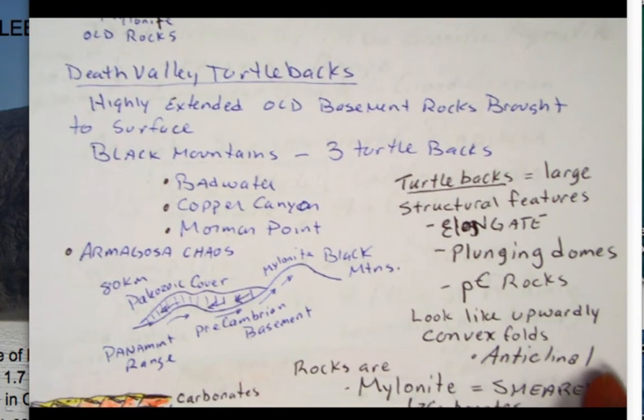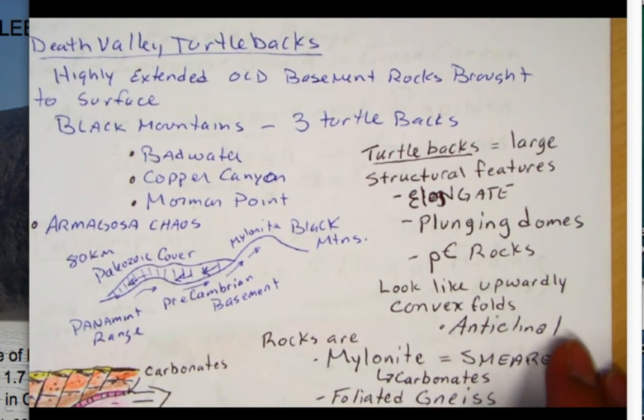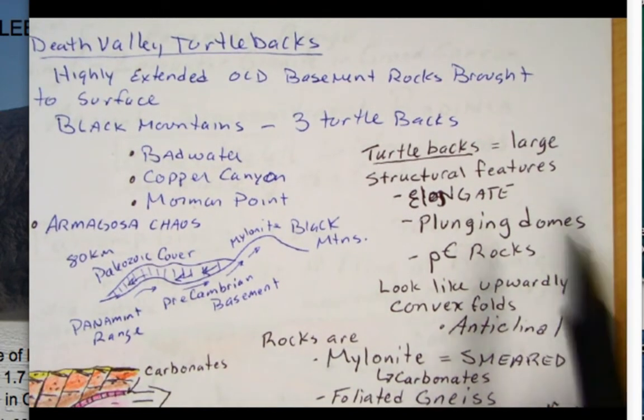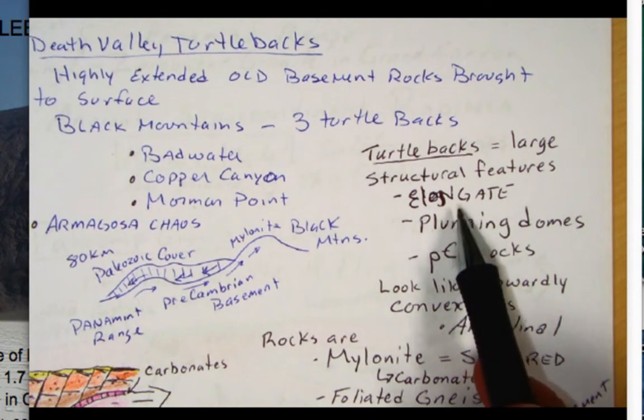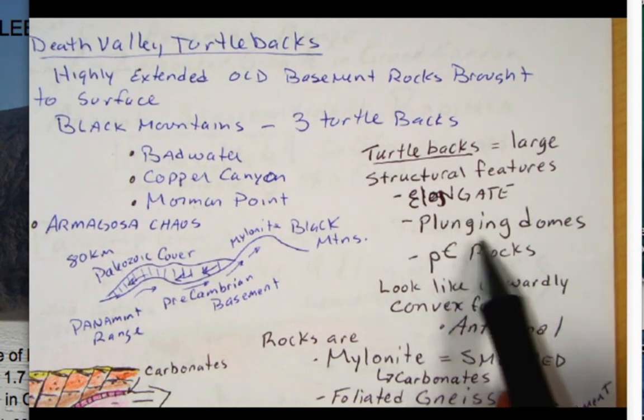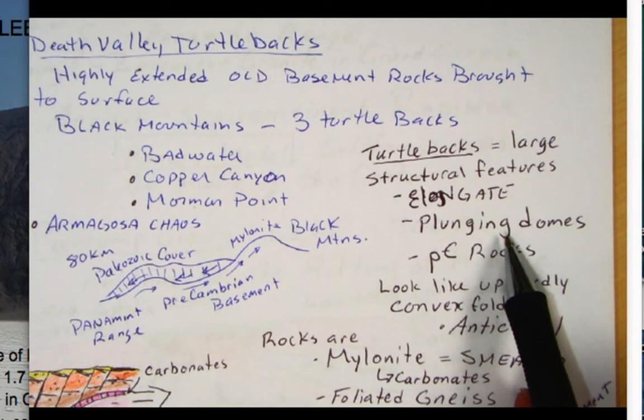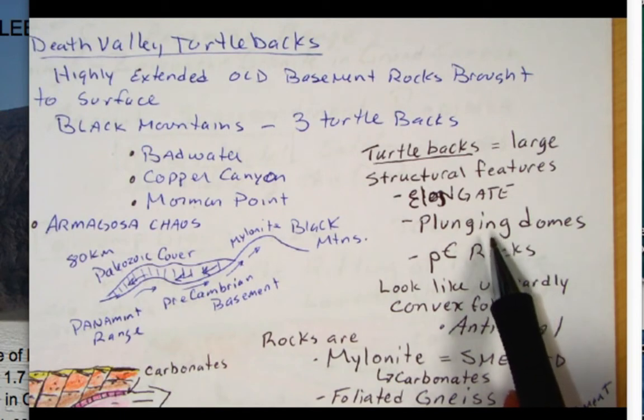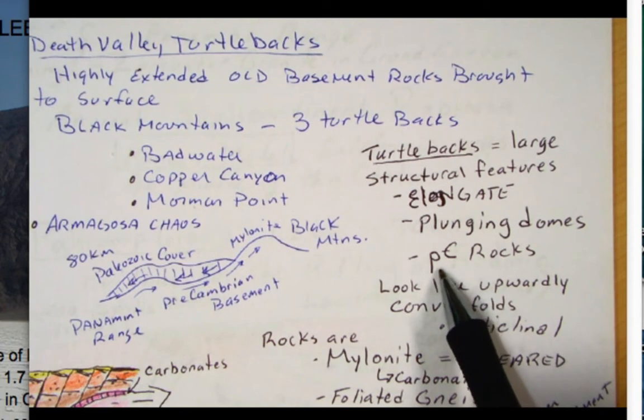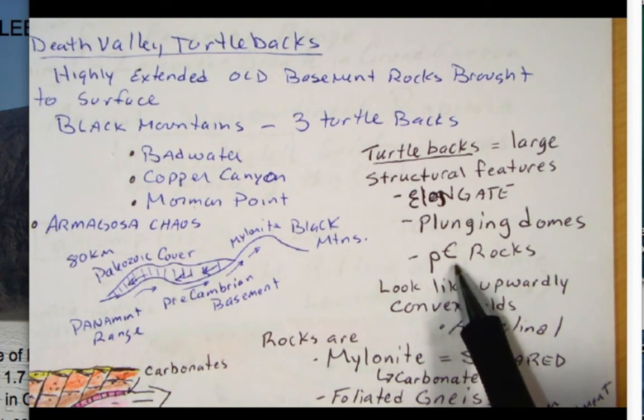A couple more things to say about turtlebacks. Again, they're large structural features. They're going to be elongate. They're going to have this plunging dome type structure, almost like an anticlinal, an upward arching fold type structure. And again, they're composed of Precambrian rocks. So remember, they're going to be older than about 542 million years old. Remember, the Cambrian is the first period of the Phanerozoic eon. So we're looking at older basement rocks, no fossils down here.